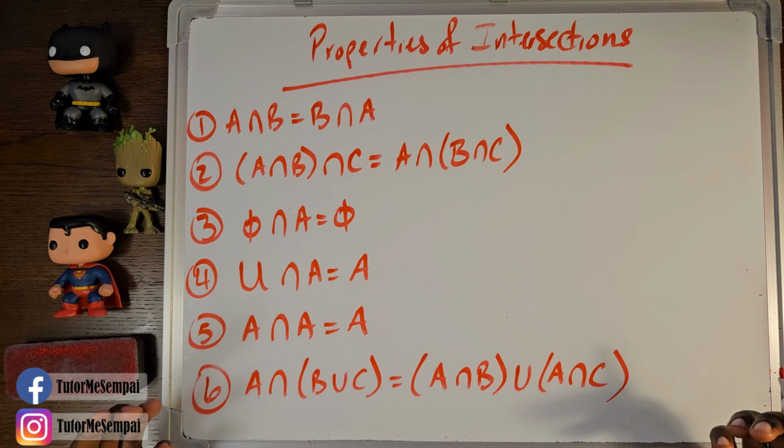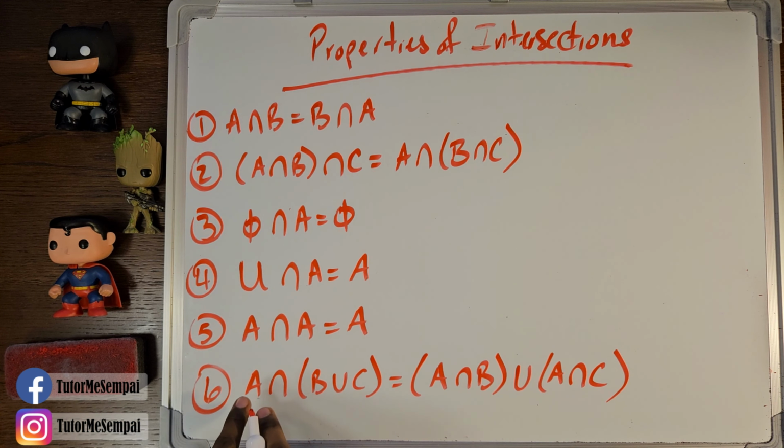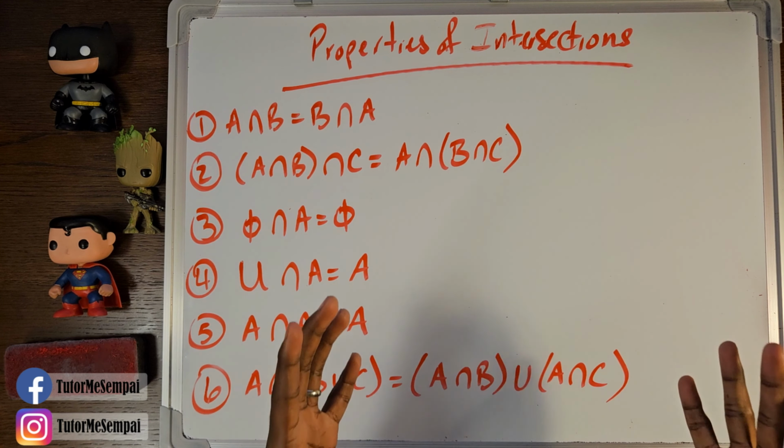So what is this telling us? It lets us know that we can actually distribute this intersection if we have a union like this. That means each one of these sets gets that same intersection with this set out here. That's our end result. Now let's do a Venn diagram so you can see what I mean by this.